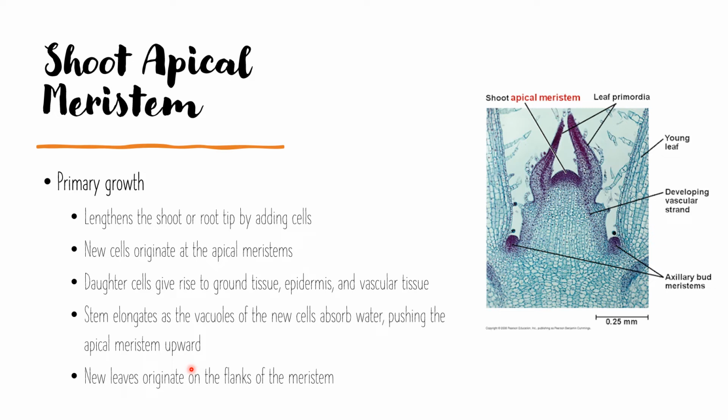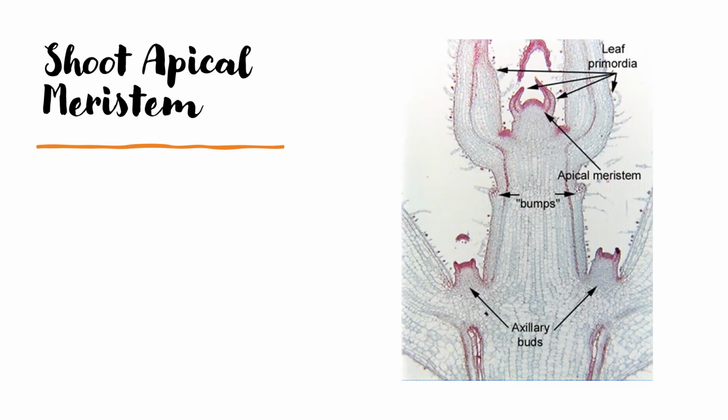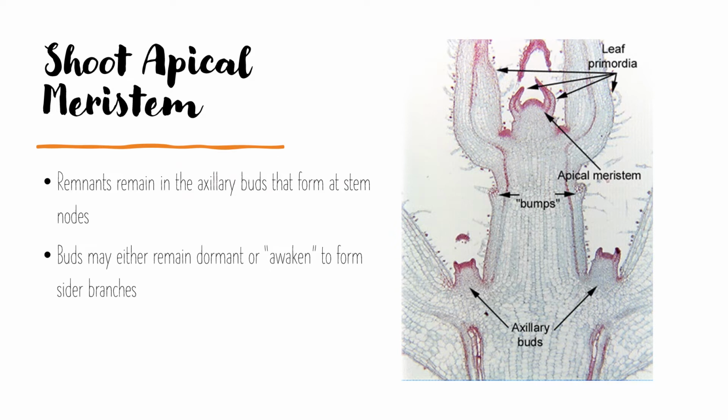The stem elongates as the vacuoles of the new cells absorb water, pushing the apical meristem upward. Meanwhile, new leaves originate on the flanks of the meristem. Remnants of the apical meristem remain in the axillary buds that form at stem nodes. These buds may either remain dormant or awaken to form side branches.